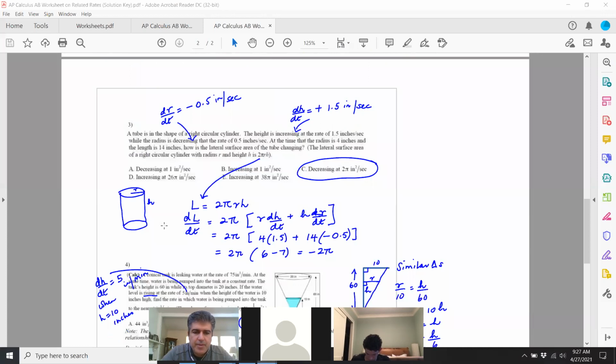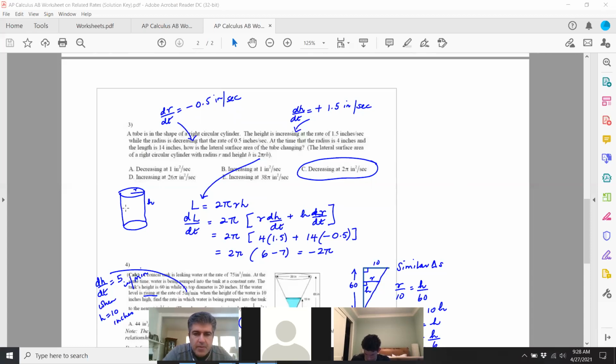And then this is a cylinder. The radius and height. The radius does not change. Actually, does it change? Hold on. Oh, it is decreasing. I didn't see that. Okay. It's a tube in shape. So the height is increasing at that rate, and the radius is decreasing, at the time that the radius is 4 inches in length.